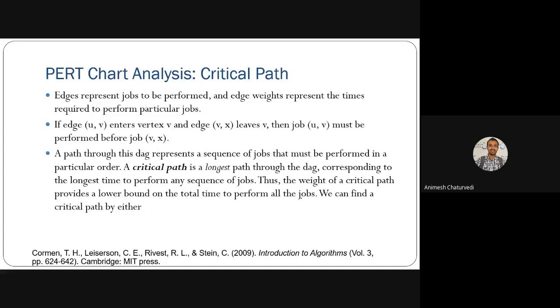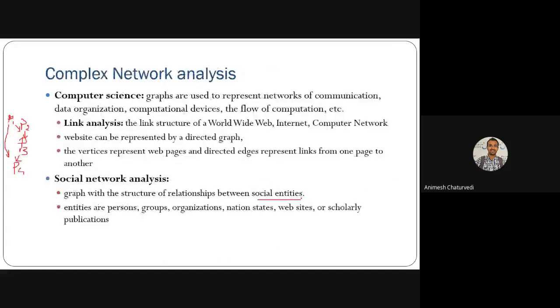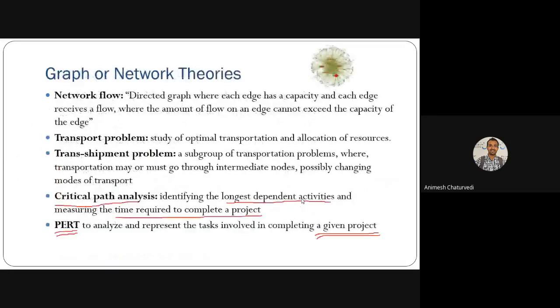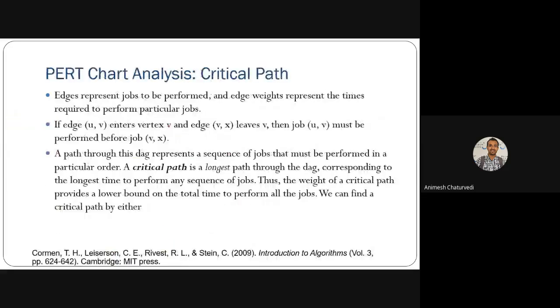In this PERT chart, we discussed this part and this. We are interested in finding the critical path, meaning the longest path that is possible. And how we are going to find the longest path in the PERT chart, we are going to see in the demo. Basically the edges represent jobs, and the weights represent the time to complete these particular jobs.